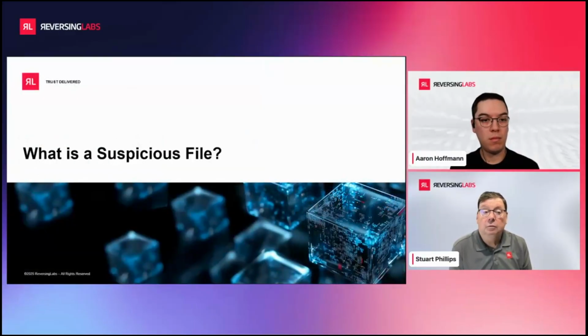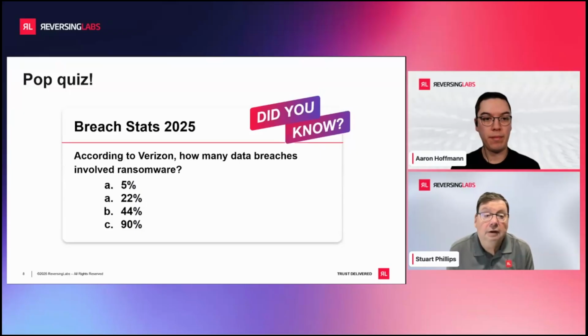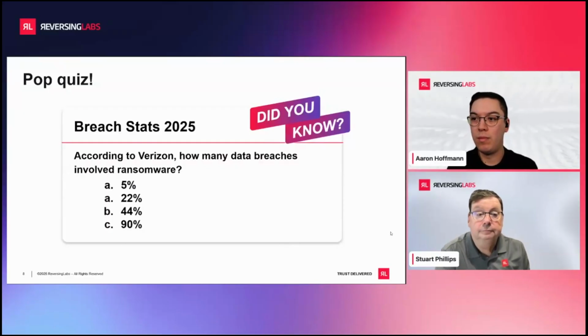Okay. So we're going to start obviously with what is a suspicious file? So let's just do a little quick pop quiz. According to the Verizon breach report, which all of you should be reading, how many data breaches involve ransomware? What's the percentage? Is it 5%, 22%, 44%, or 90%? And again, ransomware attacks are almost always purely economic attacks. Someone's extorting you, they're trying to get money from you, they're using this to raise funds for their organization if they're state-sponsored or hacktivists, or they're just straight-up criminals. And straight-up criminals is probably, I would say, 99% of it.